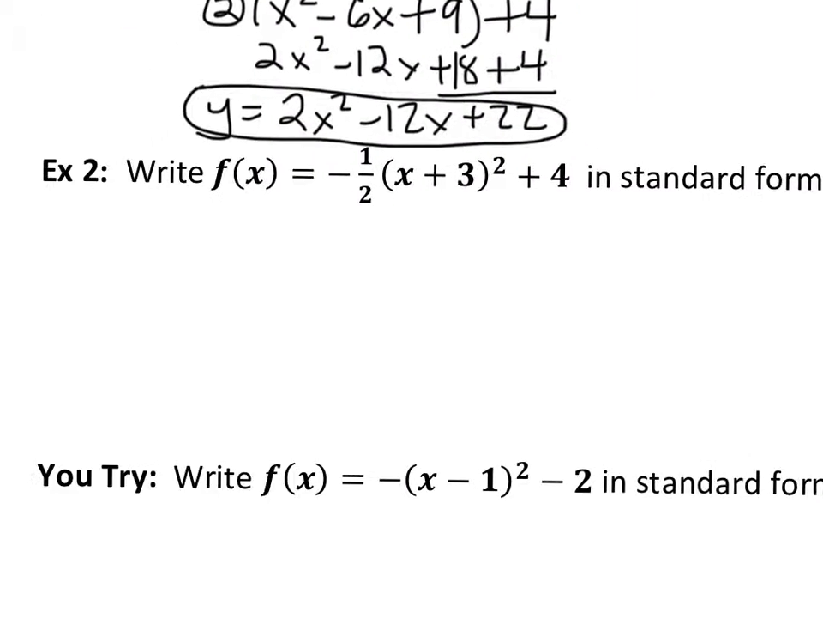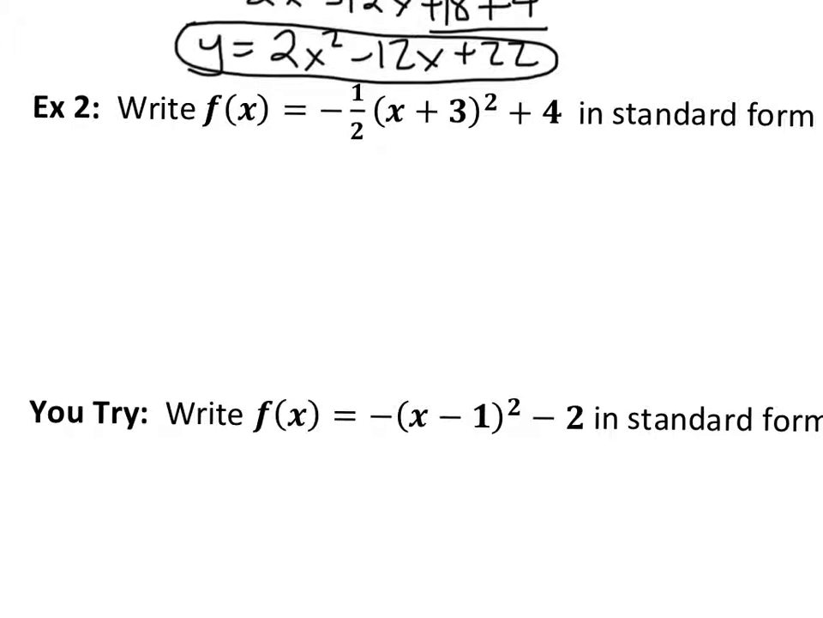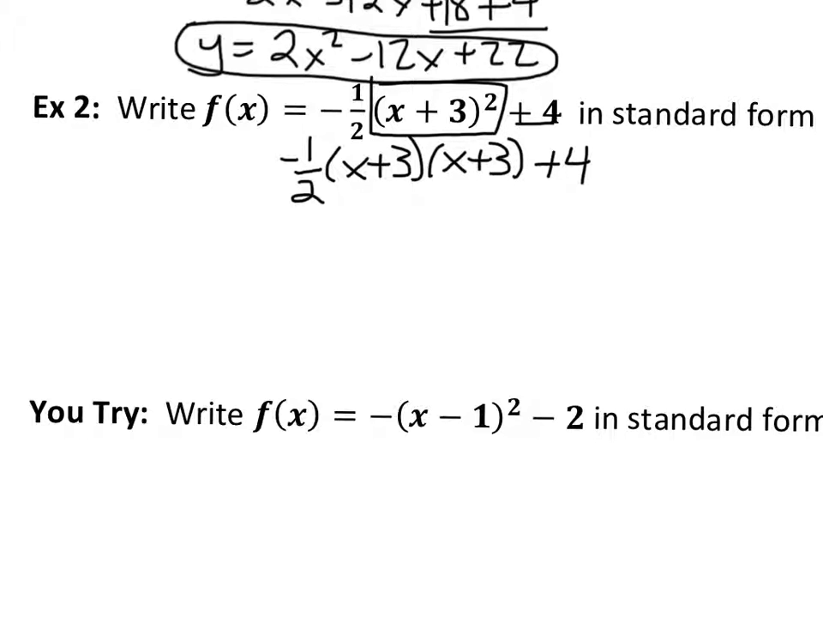Now we're going to take a look at one more example together before I let you guys try one on your own. If you take a look at the next one, example 2, similar idea. I have a binomial squared. I'm going to rewrite it, keeping the coefficient negative 1/2 in front. I'm going to rewrite that x plus 3 squared as x plus 3 times x plus 3. And then I'm going to copy down plus 4 on the back end.